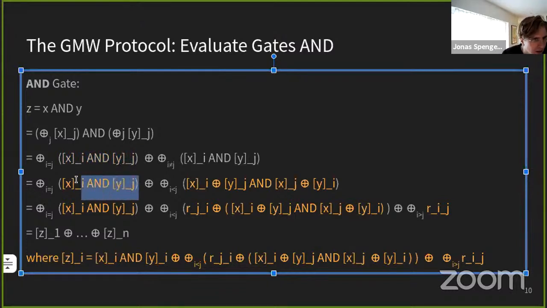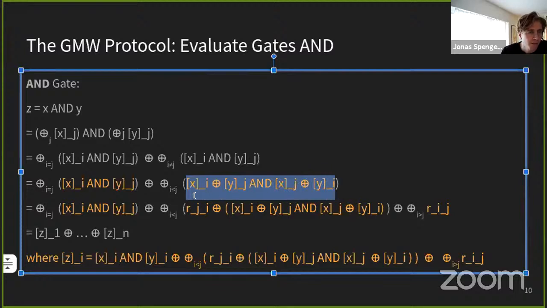And we can see what kind of terms do we have? Well, for these terms, I equals J, and so each party can compute these terms locally because they have both I and J. But the problem is with this term, where we have Xi and Yj from 2 different parties, and also Xj and Yi from 2 different parties again. So for this term, we need some kind of interaction. And what we'll discuss is a solution using the Oblivious transfer.